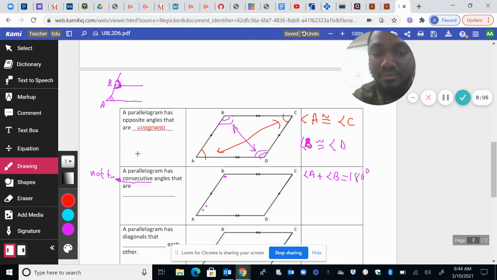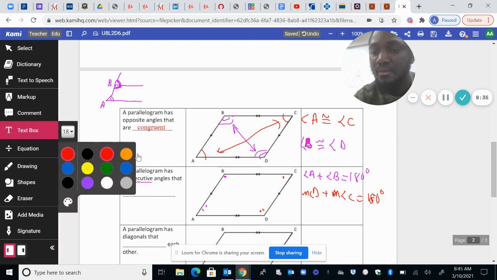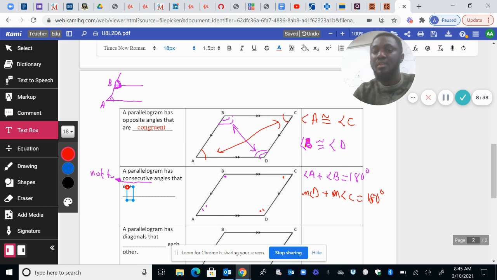Same thing for the other side. D and C, as you can see, D is obtuse, A is acute. So when you add them, measure of angle D plus measure of angle C will add up to 180 degrees. So at that level too, they are also supplementary. So here we're going to say a parallelogram has consecutive angles, or angles that are next to each other, being supplementary.